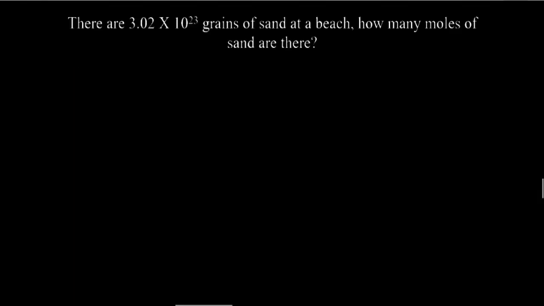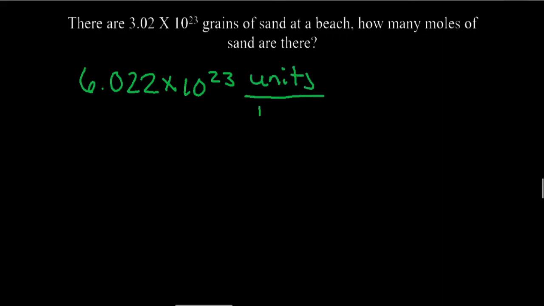All right, there are 3.02 times 10 to the 23rd grains of sand at a beach. How many moles of sand are there? This problem is kind of set up like our previous one. Once again, because we're comparing units of something, in this case the units are grains of sand, to an amount of moles, we're going to use the comparison number of Avogadro's number, which is 6.022 times 10 to the 23rd.